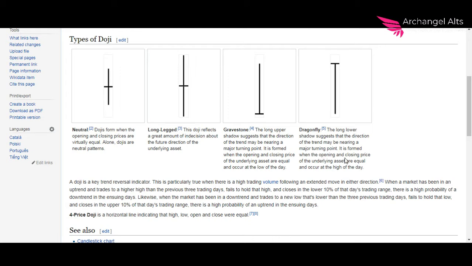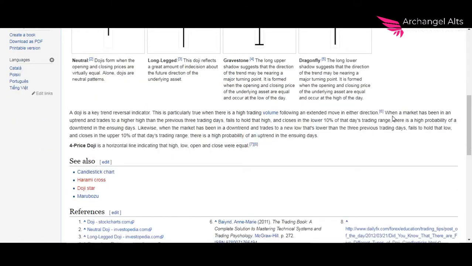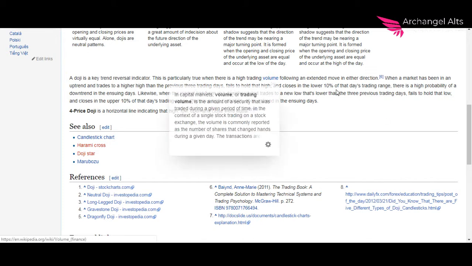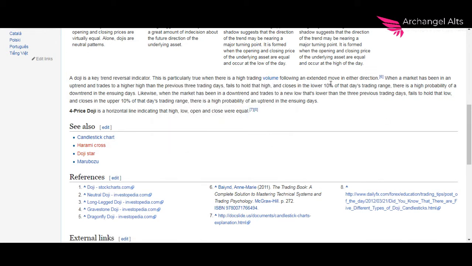It is formed when the opening and closing price of the underlying asset are equal and occur at the high of the day, or the high of the minute, or that certain pattern before it reverses. A doji is a key trend reversal indicator. This is particularly true when there is a high trading volume following an extended move in either direction.